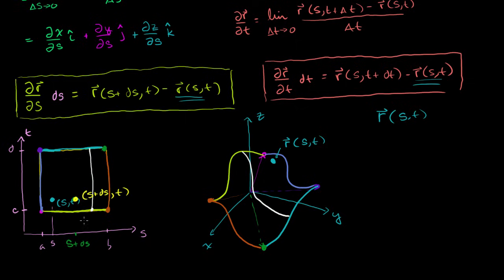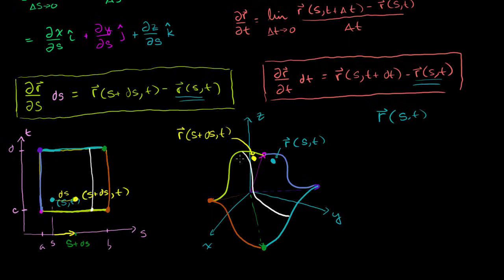And what is that going to get mapped to? Well, if we apply these two points in R, we're going to get something that maybe is right over there. And I want to be very clear. This right here, that is r of s plus ds, comma t. That's the point when we just shift s by a super small differential. This distance here you can view as ds. It's a super small change in s.